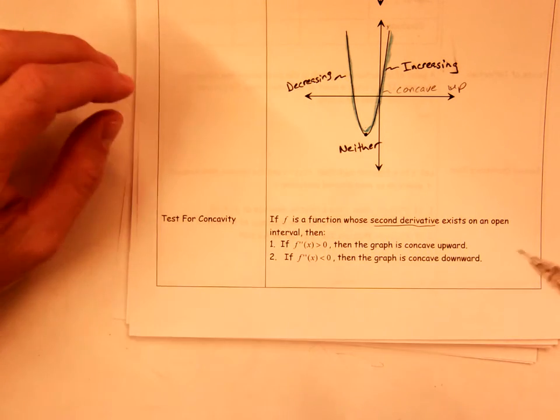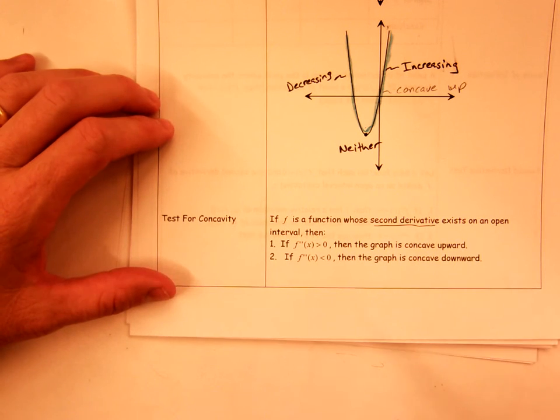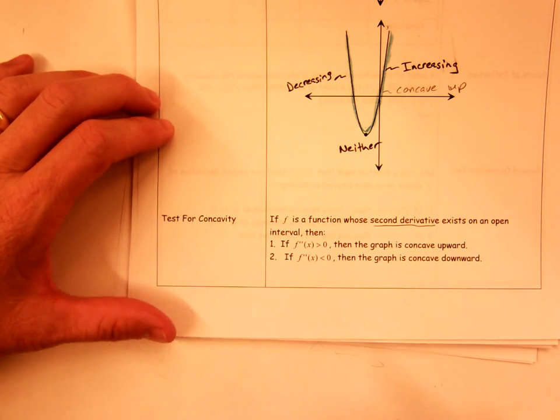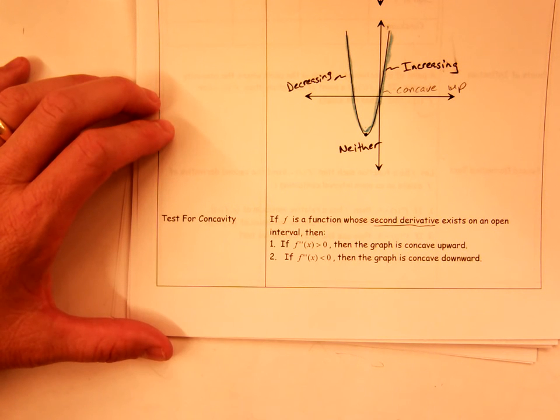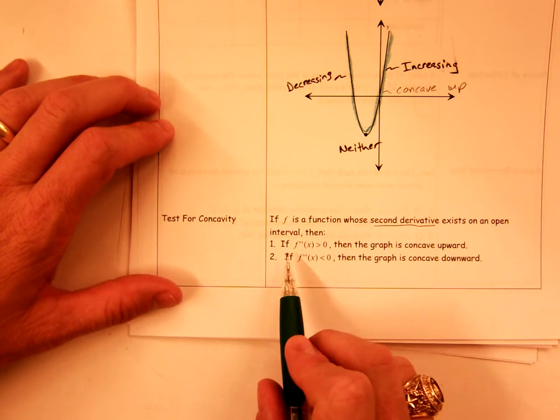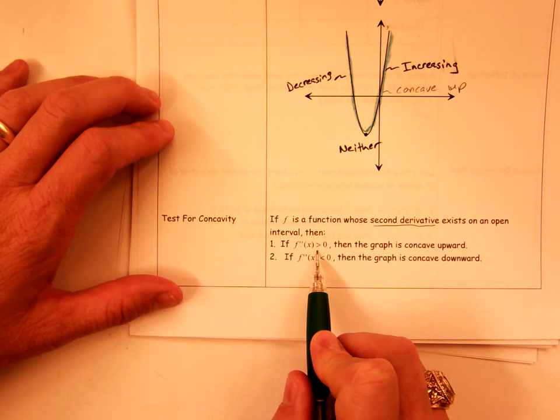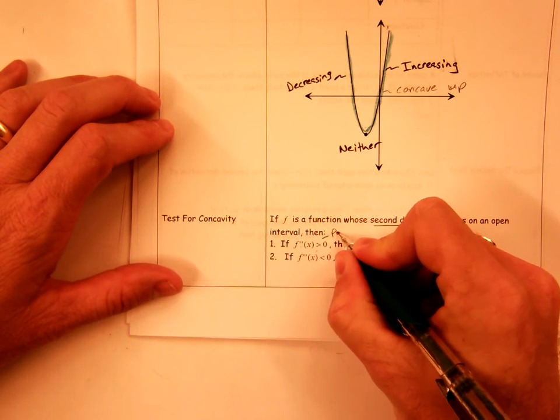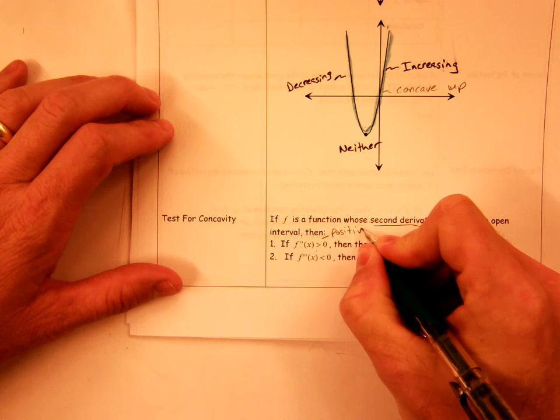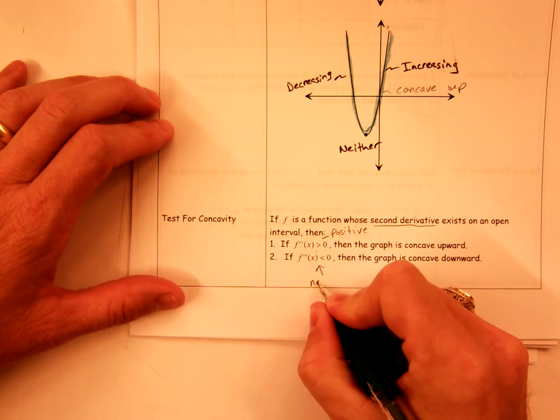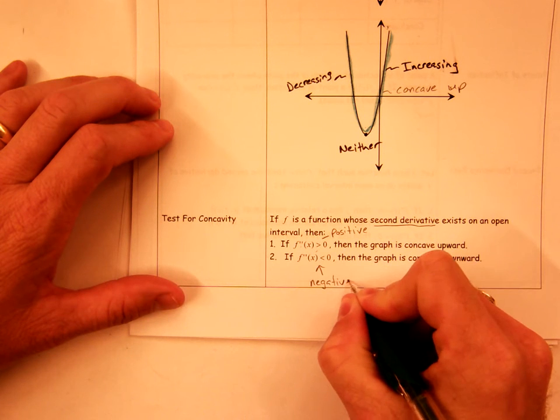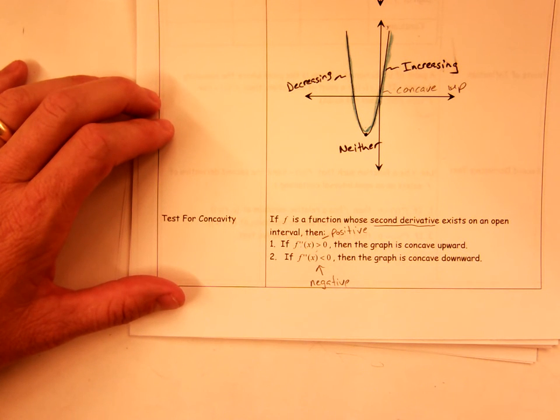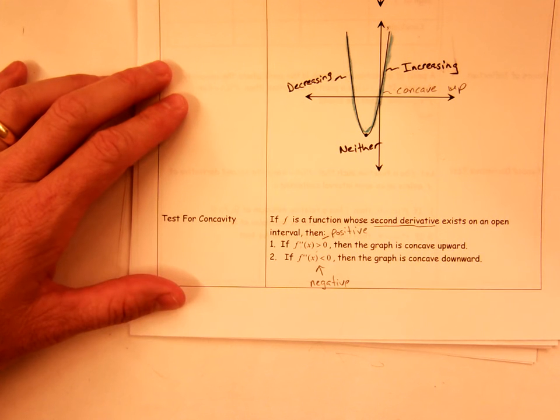In curve sketching, the second derivative tells us concavity. The second derivative tells us if something is concave up or concave down. If the second derivative is positive, it's concave up. If the second derivative is negative, it's concave down. And if the second derivative is 0, what do you think that means? It's neither.